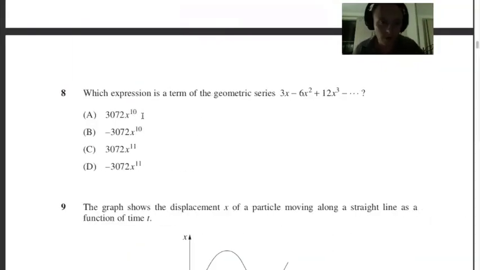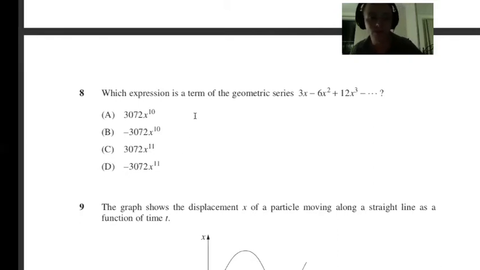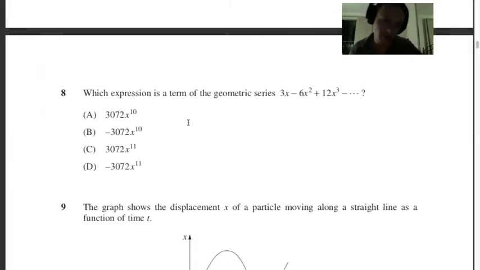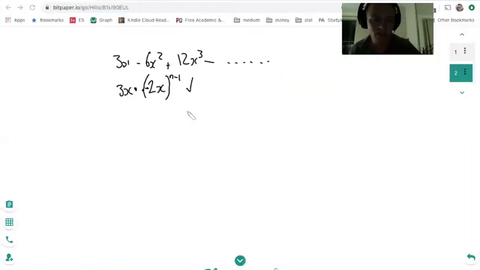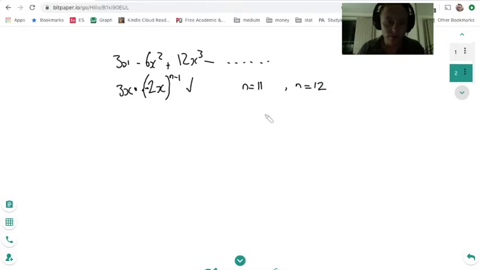Now we're looking for when the exponent is either 10 or 11, and we're going to look at the coefficient here to see which coefficients line up with the digit 3072, whether it's positive or negative. So we're looking for the exponent of 10 or the exponent of 11. So I'm going to try n equals 11 or n equals 12.